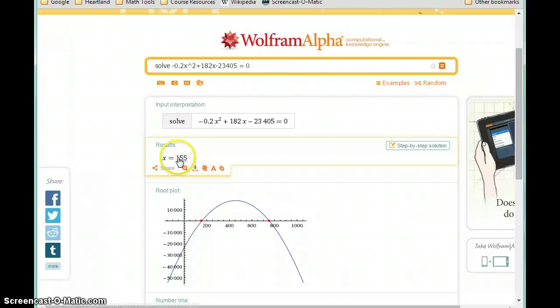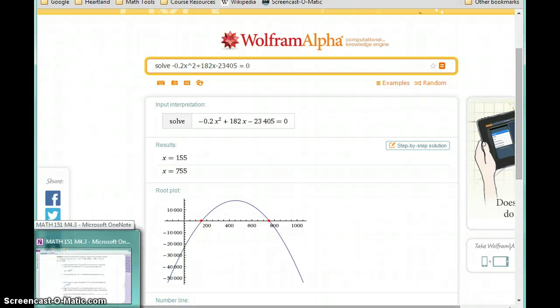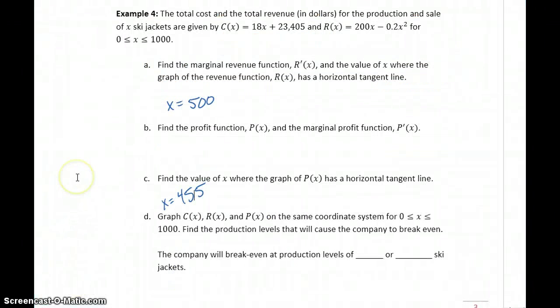And in this case, we get two break-even points, one at a production level of 155 and the other at a production level of 755. So we can graph all three of those functions simultaneously, and then we would have two different methods for finding those break-even points.